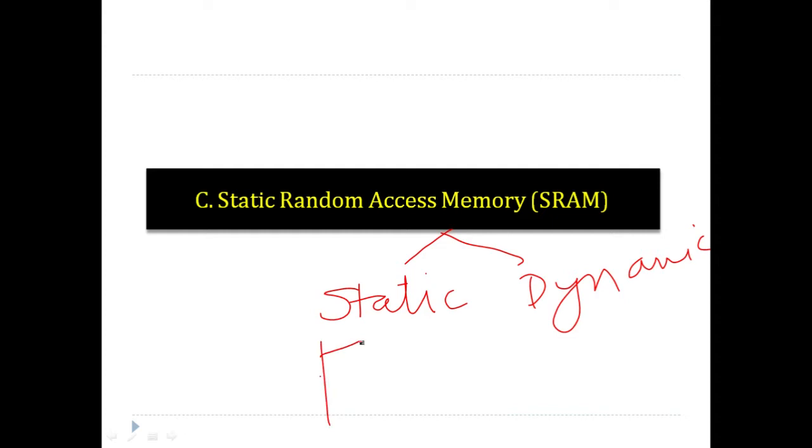In static RAM, basically there are inverters. Based on the load device which is used in these back-to-back connected inverters, there are three types of static RAM. One is the resistive load, second is the depletion load inverter SRAM cell, and third is the CMOS SRAM cell.